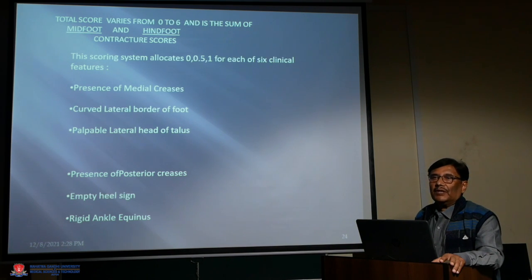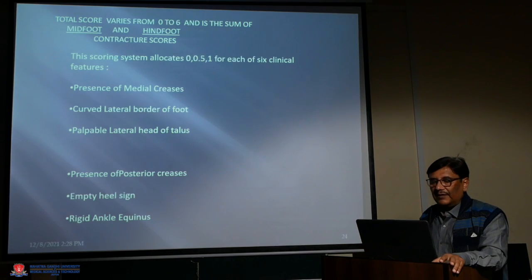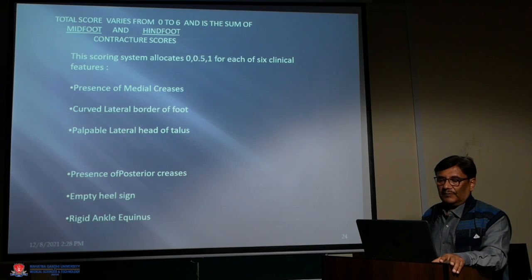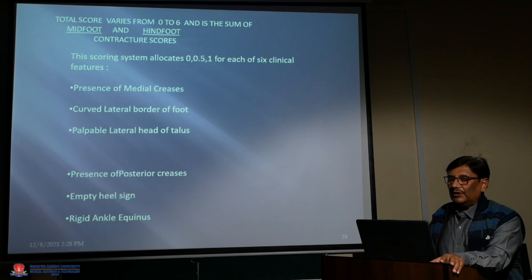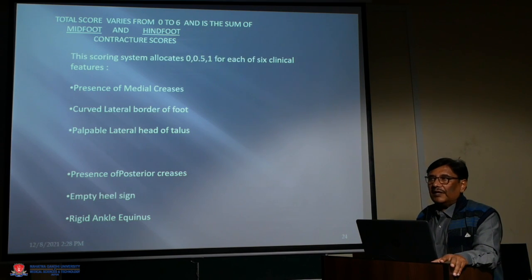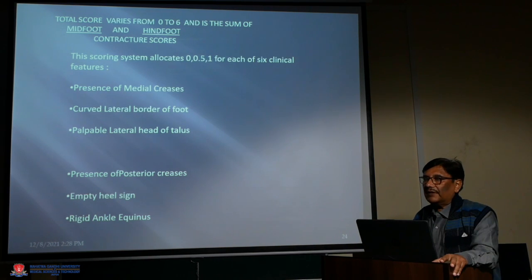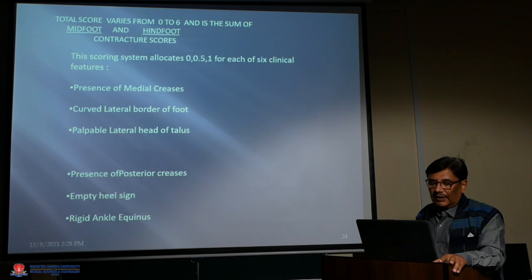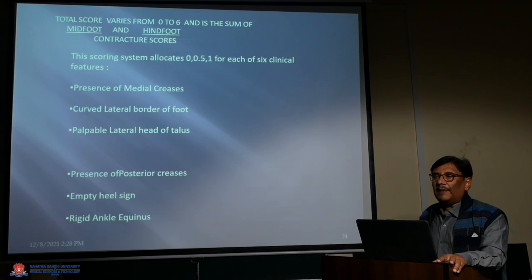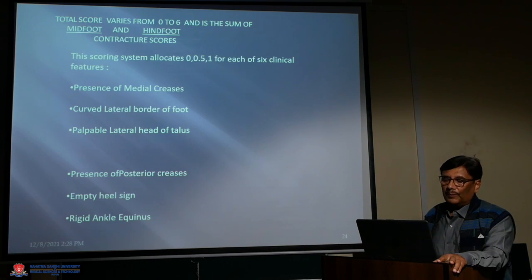Presence of the medial creases. In the clubfoot deformity, the foot is curved inside and creases form on the medial border of the foot. So this is one sign, presence of the medial crease. Second is the curved lateral border of the foot. Because the foot is turned inside, there is lateral curvature of the foot. So we have to look for the severity of this sign also. Then palpability of the lateral head of the talus. As I told you in the etiopathology, the navicular bone subluxates downwards and medially. Therefore, the talar head gets uncovered and it is easily palpable over the dorsomedial part of the foot. So we have to palpate this.